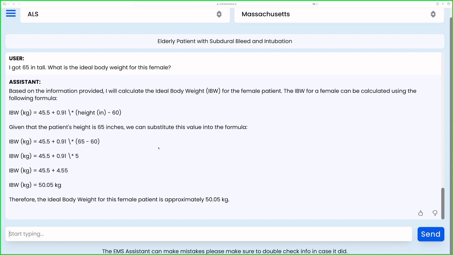All right, so it looks like it came up with something here. Based on the information provided, I will calculate the ideal body weight for the female patient. IBW for this patient can be calculated using the following formula. Yeah, we all know the formula. Given the patient's height of 65 inches, we can substitute the value into the formula, and it does the calculations. Down at the bottom, it came up with a weight of 50.05 kilograms, which makes me feel a lot better about my own ability to calculate IBW, because I did it backwards based on the weight I had to get to the height.